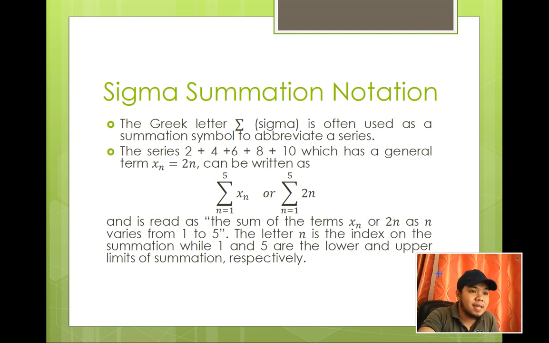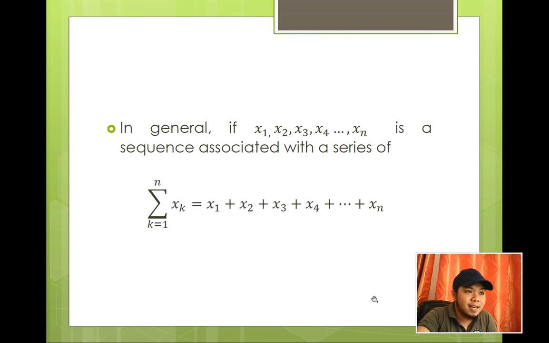The letter n is the index of the summation, while 1 and 5 are the lower and upper limits of summation respectively. In general, if x sub 1, x sub 2, x sub 3, x sub 4, and so on is a sequence associated with a series, ito po yung sample natin. So, sigma x sub k, k equals 1, is equal to x sub 1 plus x sub 2 plus x sub 3 plus x sub 4 plus and so on hanggang maging x sub n.